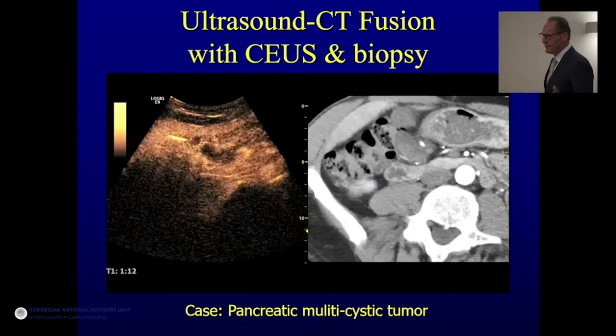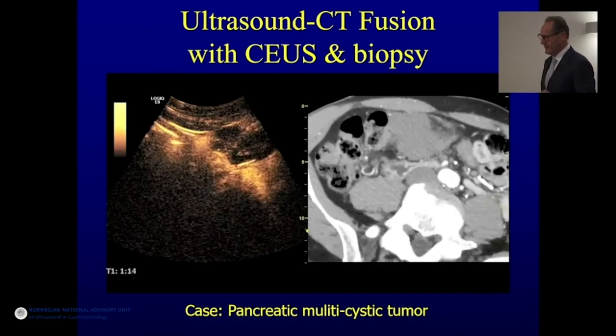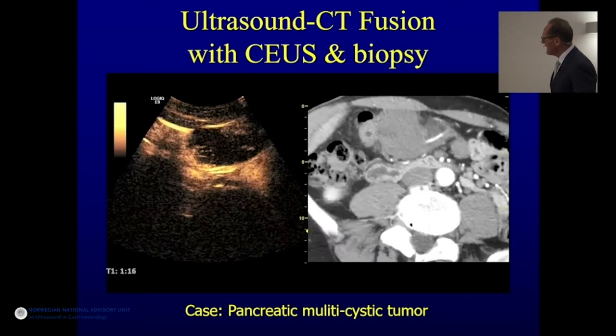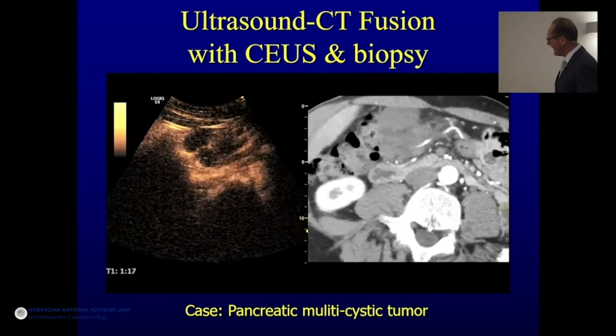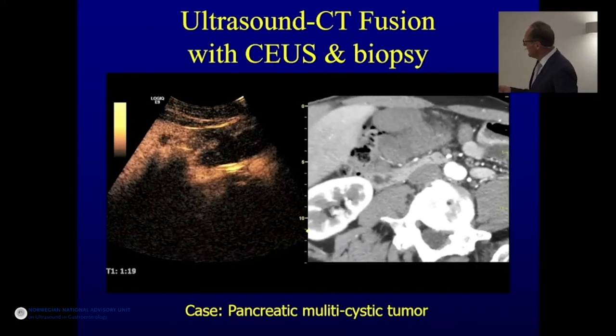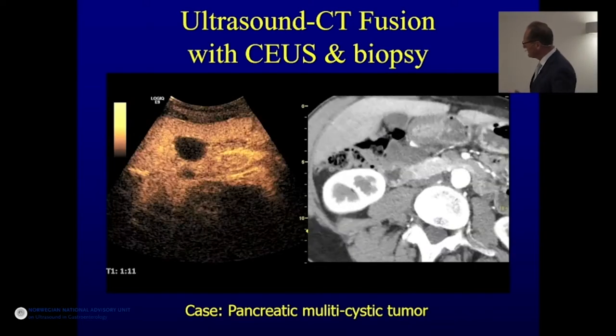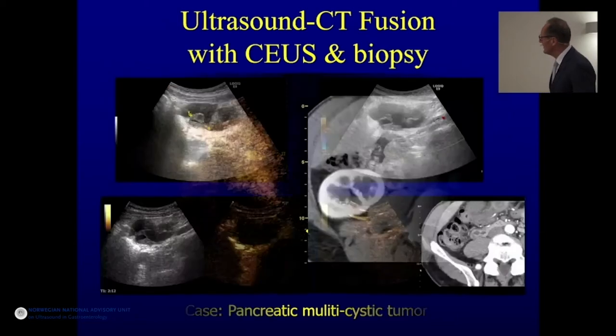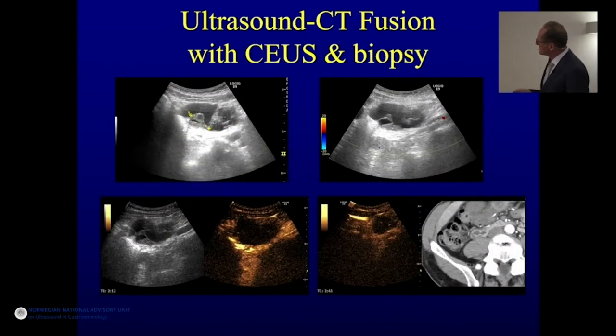So we call that fusion and different other names on it. This is the case we had of a pancreatic multicystic lesion. Here it is, a CT and ultrasound, actually serous fusion. You can see it on the still picture here. On the contrast agent, nothing is going on. And actually also on the CT, you don't see much but a hypodense lesion. When you put on just ultrasound, you can see there are some things in there.